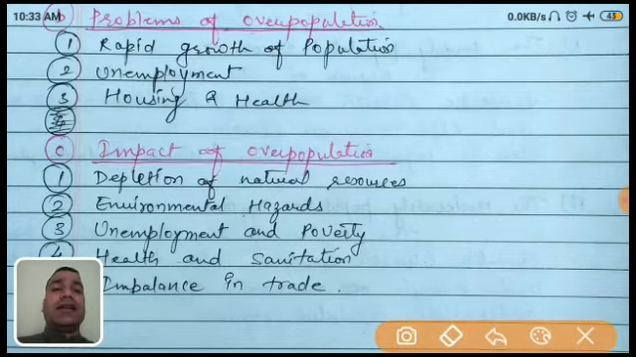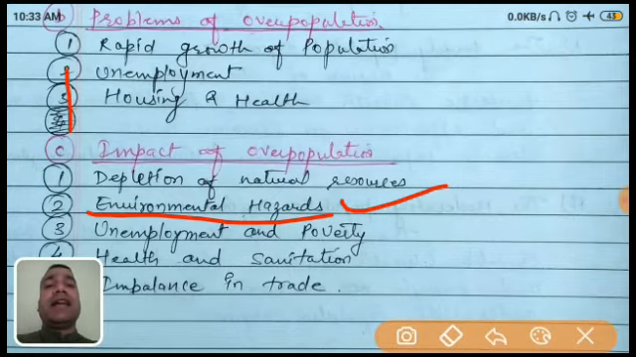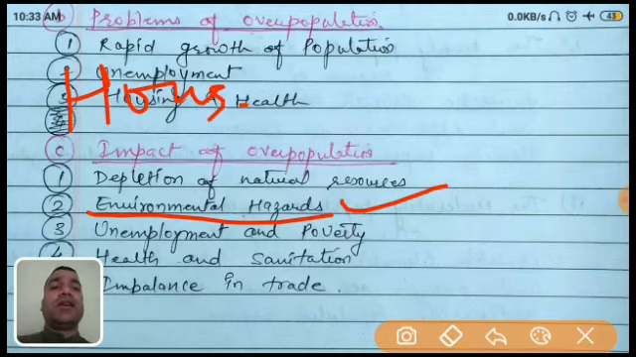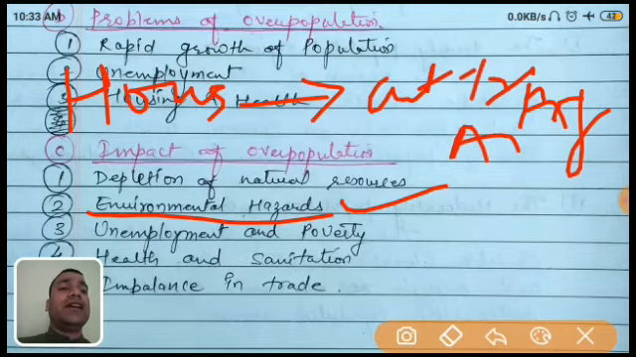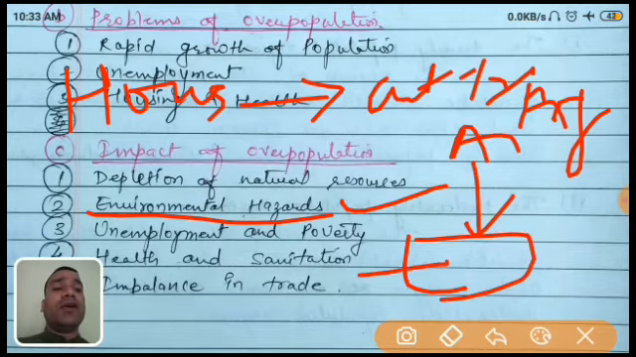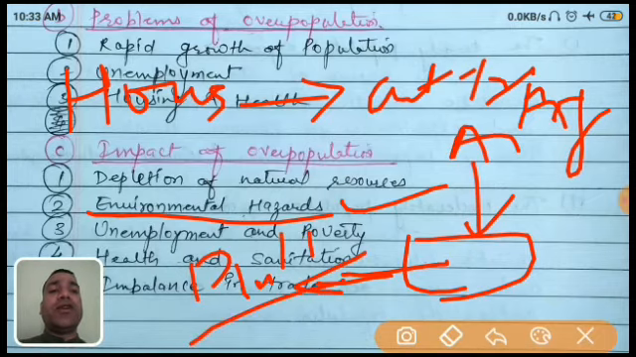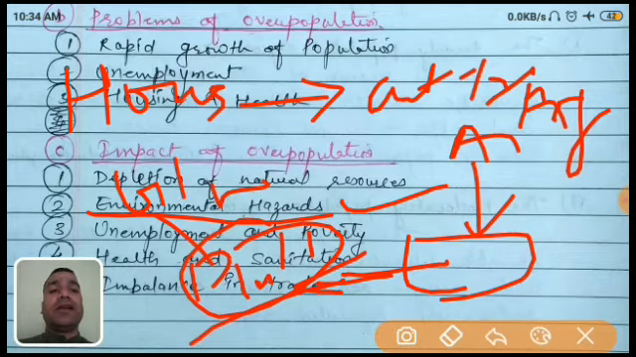Environmental hazards, just like I'm giving an example. If people require houses, what will happen? They will cut the trees or the agricultural land, so agricultural land is converted into a colony. And if this colony is there, because of the urbanization, what will happen? The pollution is going on. If the pollution is going on, definitely what will happen? It causes air pollution, water pollution. So it causes global warming. So I hope it is clear.